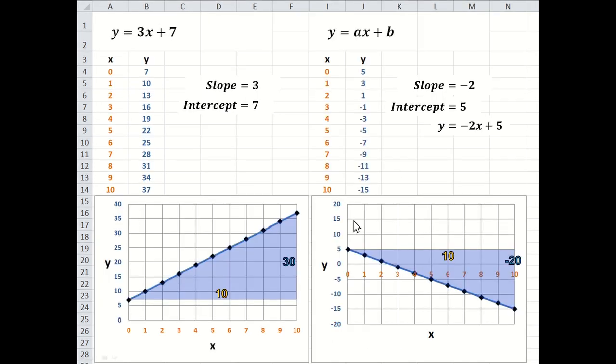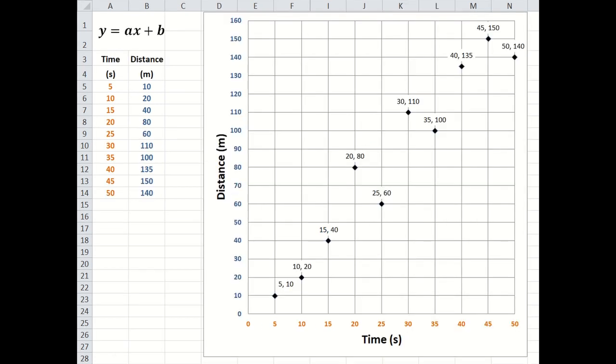But let me come back here. This data here was beautiful data. All the data points fit in a nice straight line. But when you do an experiment, sometimes things are messy. Sometimes your measurements are off a little bit because you had an error in your measurements.